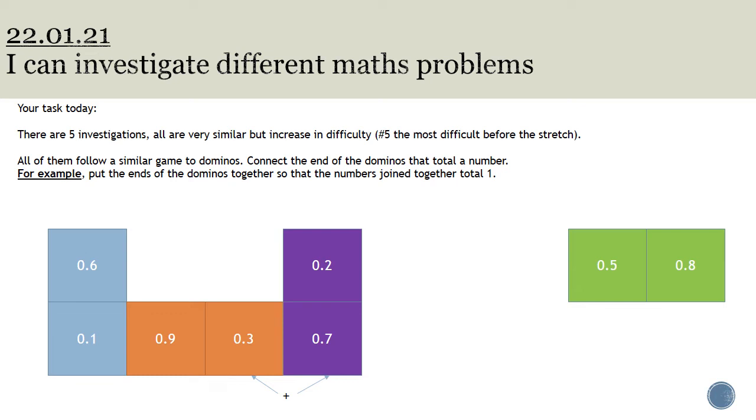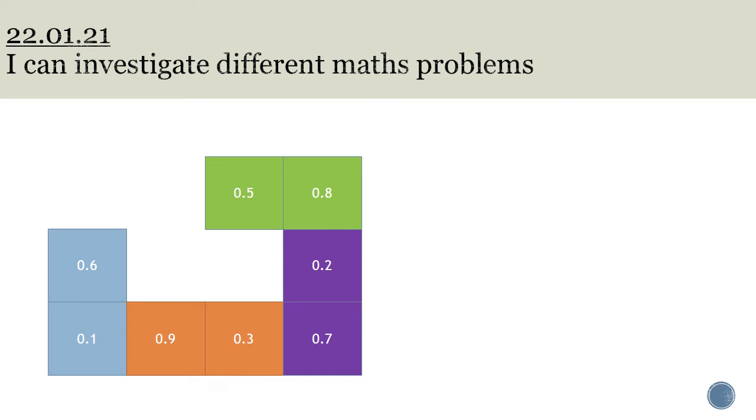Which end would I join this domino to? Would 0.5 join on to 0.2 or 0.6? Or would 0.8 join on to 0.2 or 0.6? Remember to use your knowledge of number bonds to 10 to help you with this. So 0.8 would join on to 0.2 because 2 add 8 makes 10.